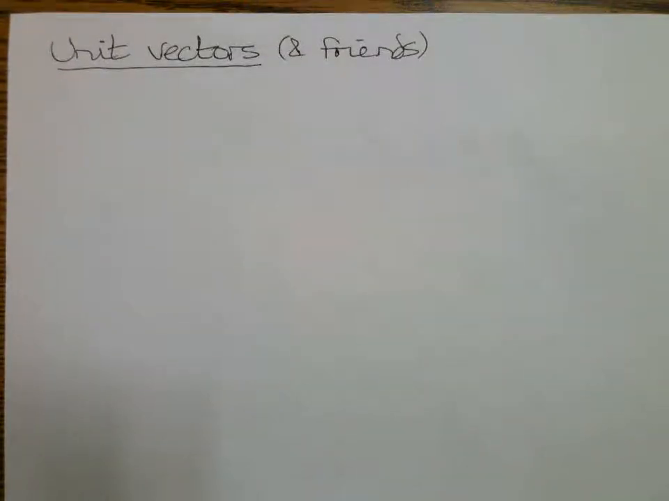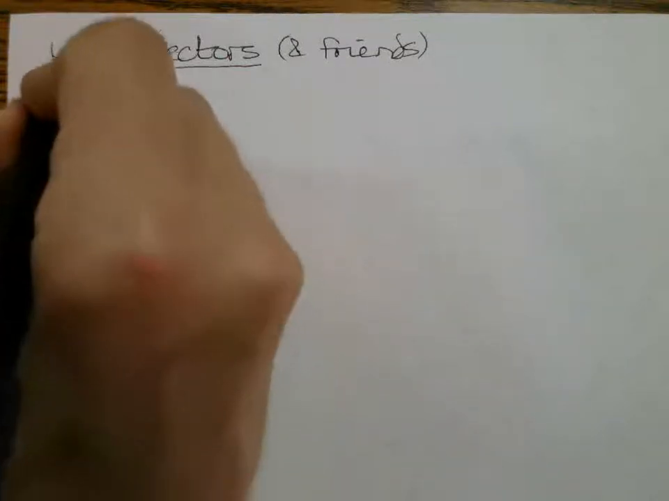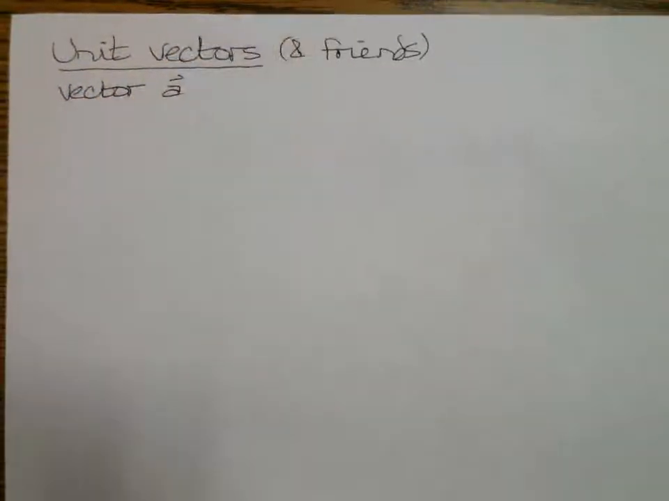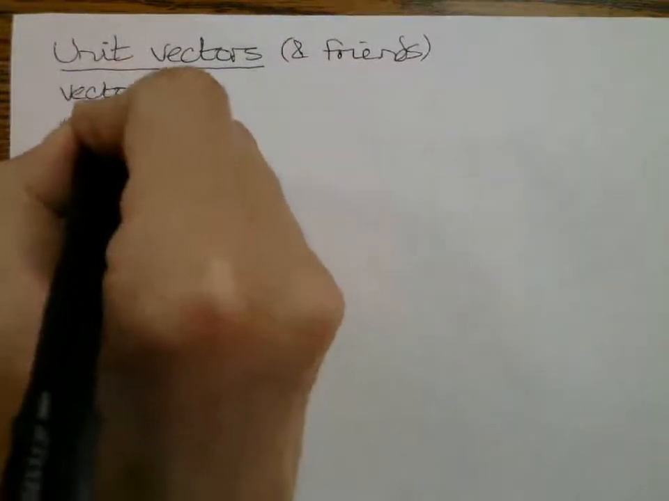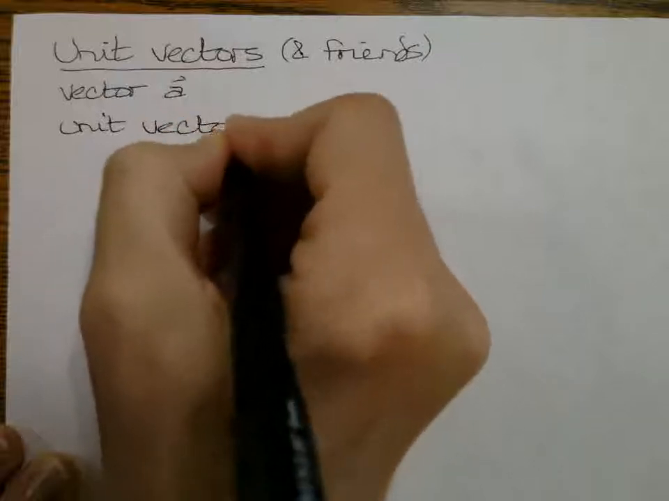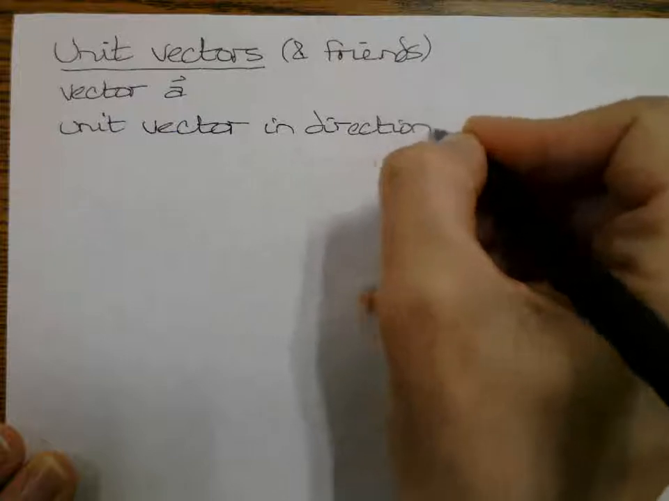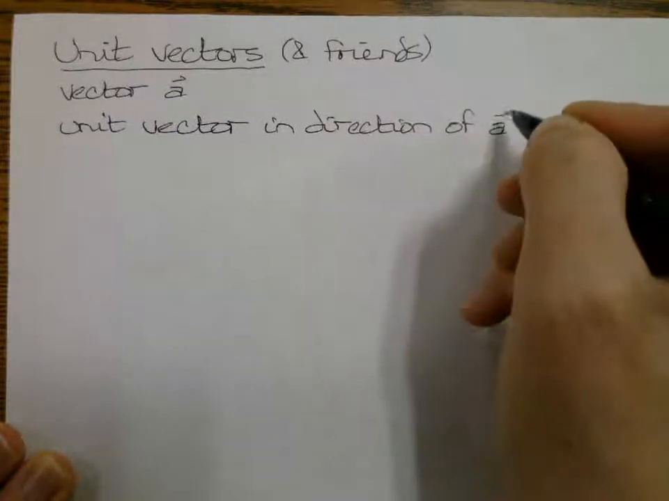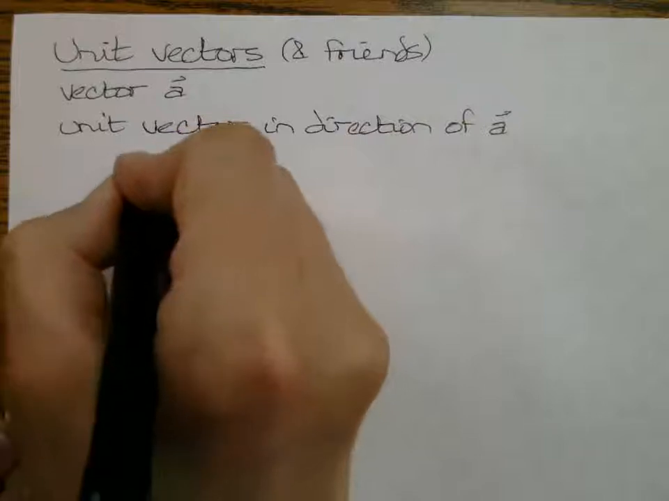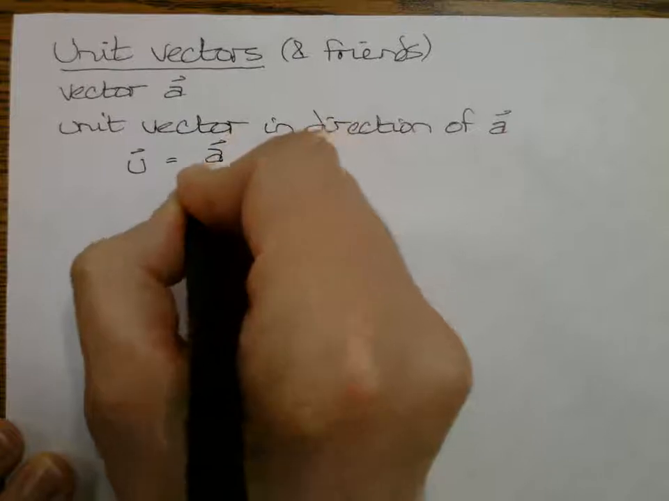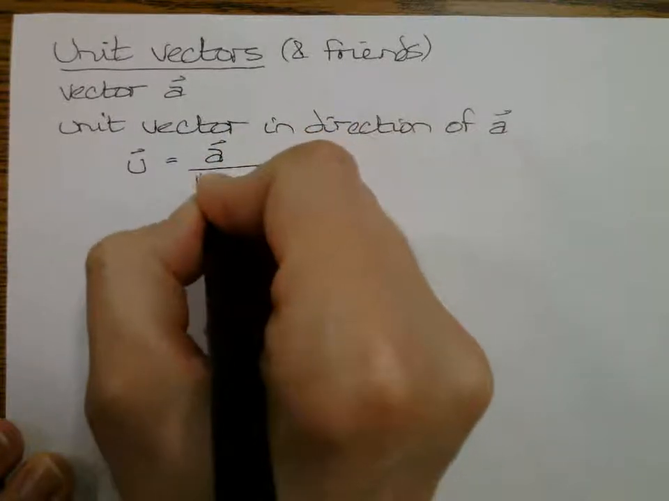Okay, a unit vector is a vector whose magnitude is 1. So if I have any old vector A, the unit vector that goes in the same direction as A, we'll call it U for unit, and it's that vector divided by its magnitude.